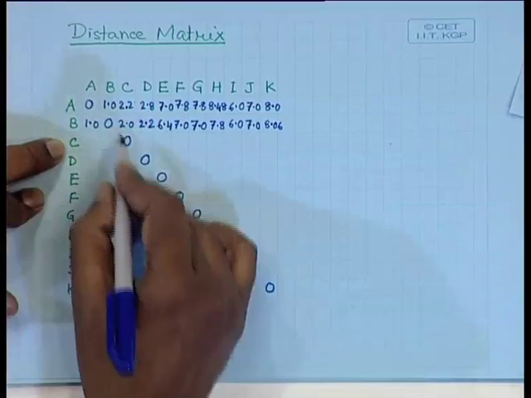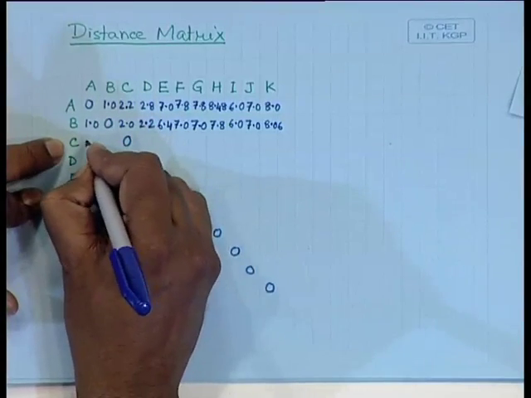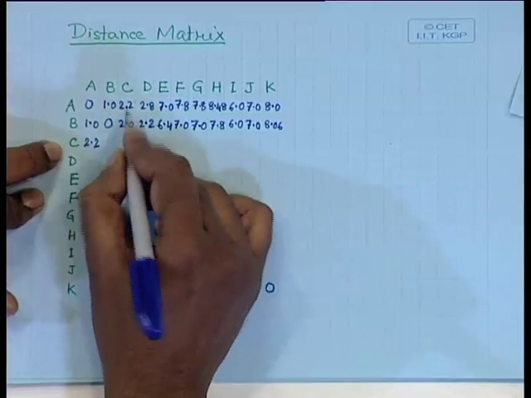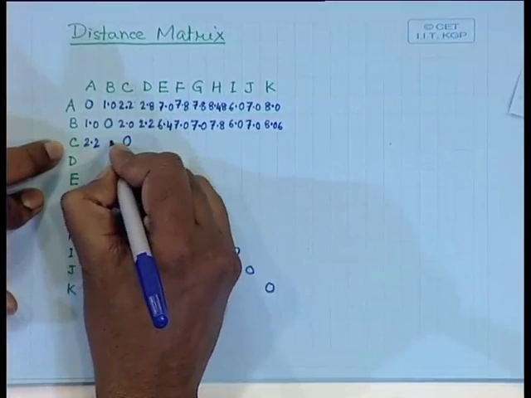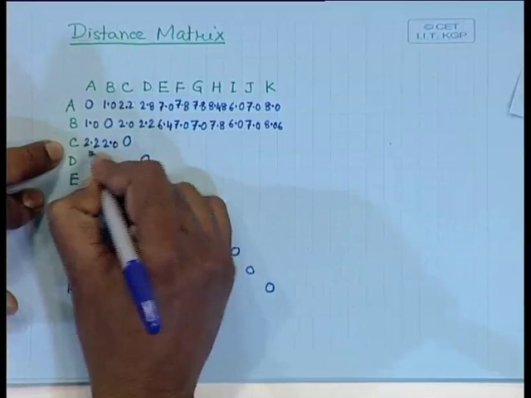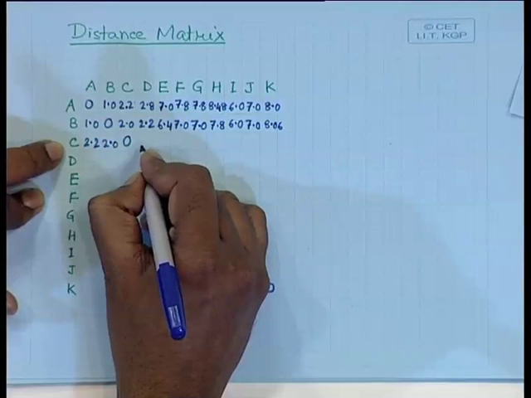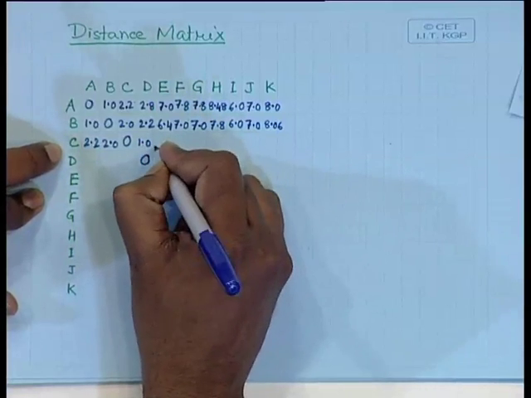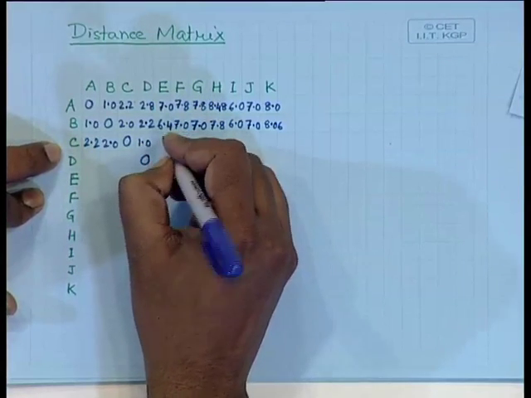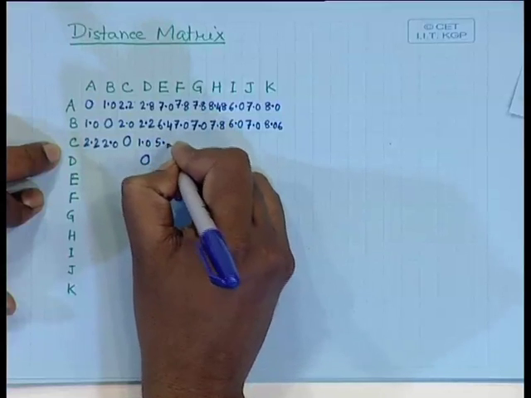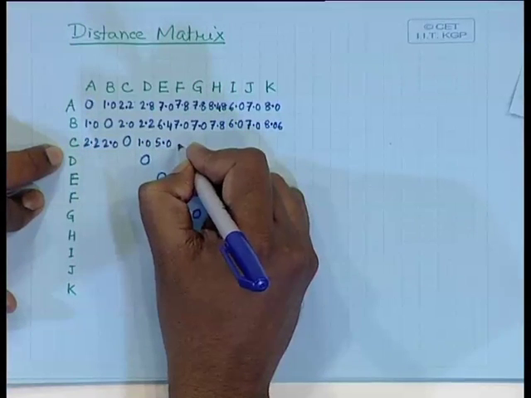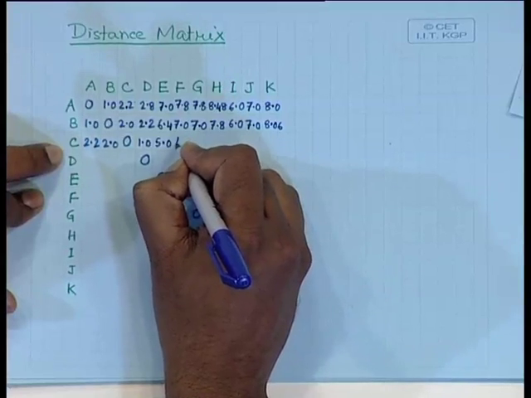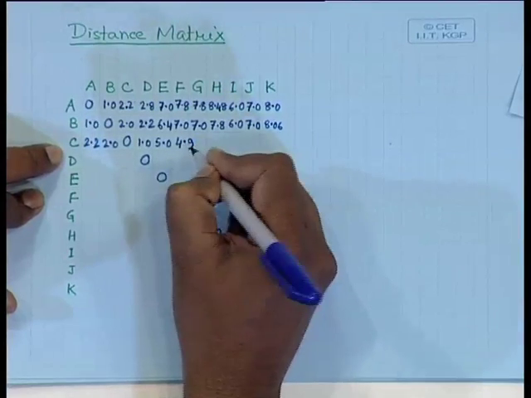Between C and D is the same as A and C, so it will be 2.2. Between B and C, it is the same as this, 2.0. Between C and D, the distance is 1.0. Between C and E, the distance is 5.0. Between C and F, the distance is 4.89. Let me write it as 4.9.